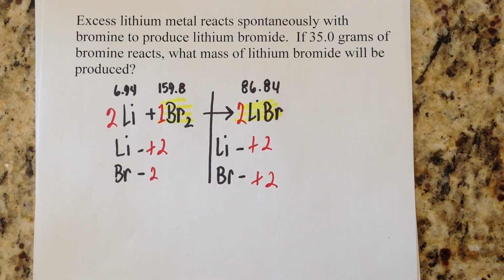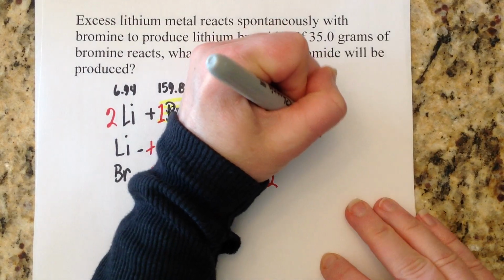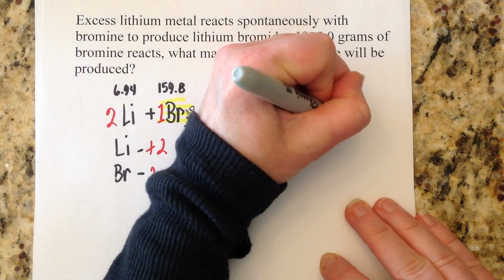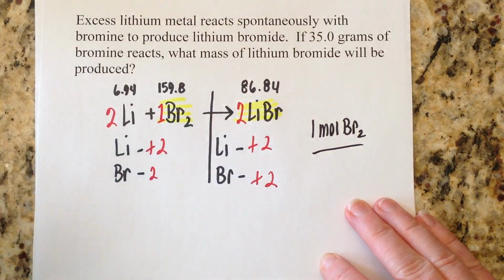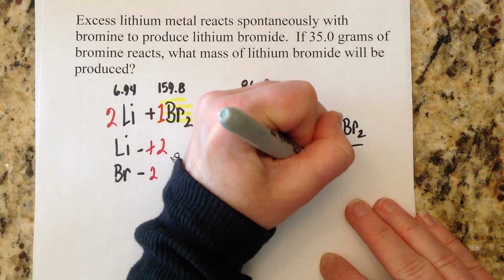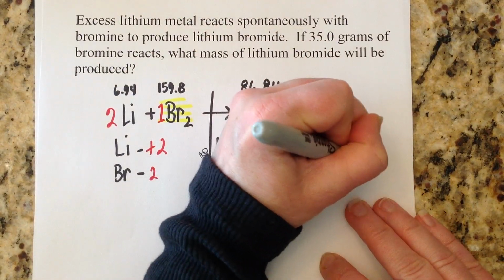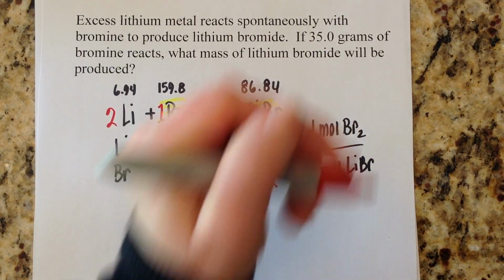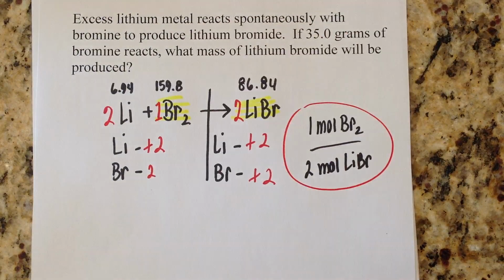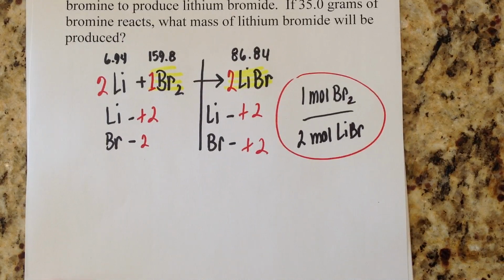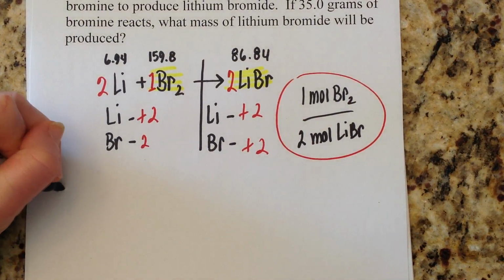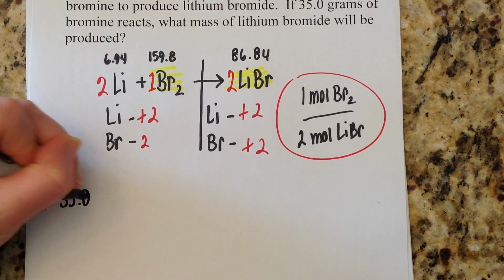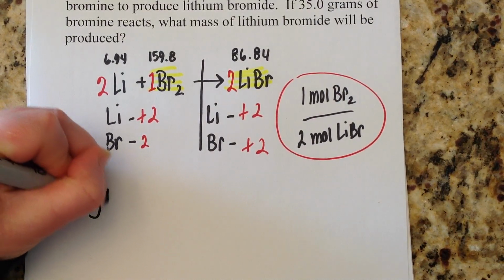Just for fun, we'll write it out to the side. You're going to have 1 mole of bromine gas per every 2 moles of lithium bromide. When it comes time for you to plug that mole-to-mole ratio in the problem, that's what you're going to use, knowing you might have to flip it. We'll just know that when we get there. So let's go ahead and start. We always write down the given first. We have 35.0 grams of bromine gas.